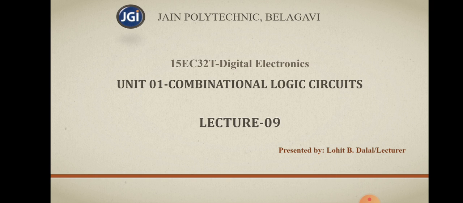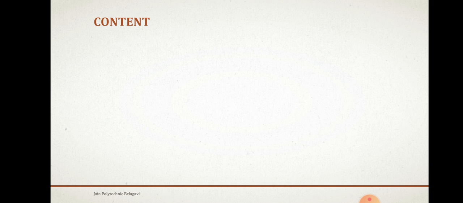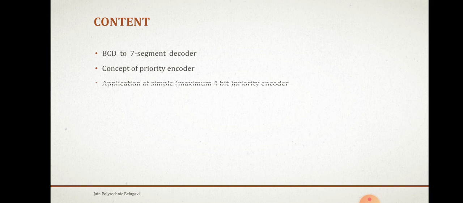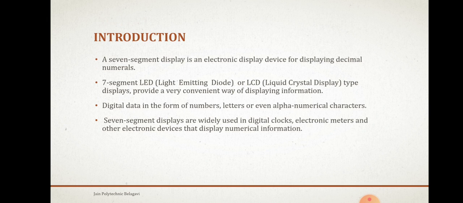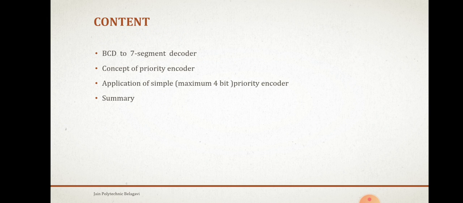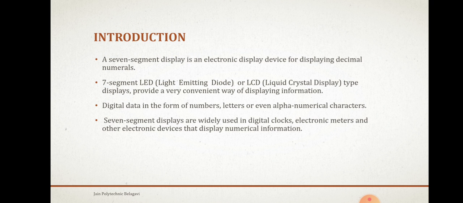Today I am going to discuss unit number 1, combinational logic circuit. In this lecture I am going to discuss the BCD to 7 segment display decoder, the concept of priority encoder, and applications of a simple maximum 4-bit priority encoder. So, BCD to 7 segment decoder, 7 segment LED.